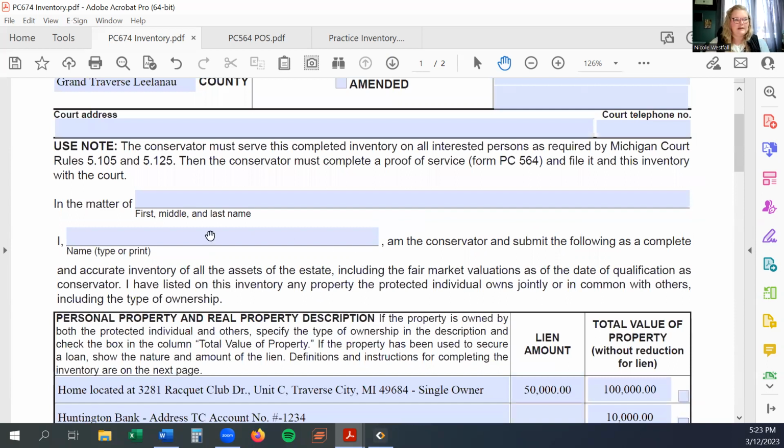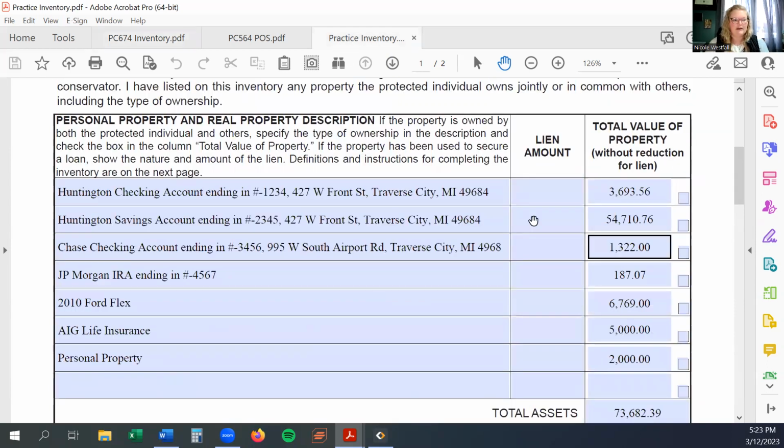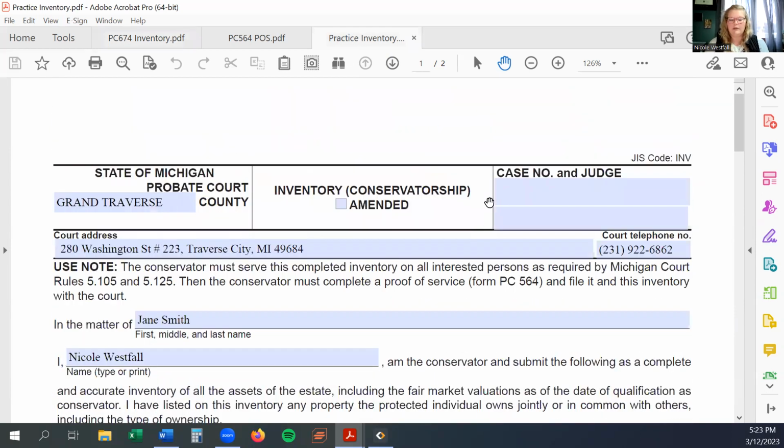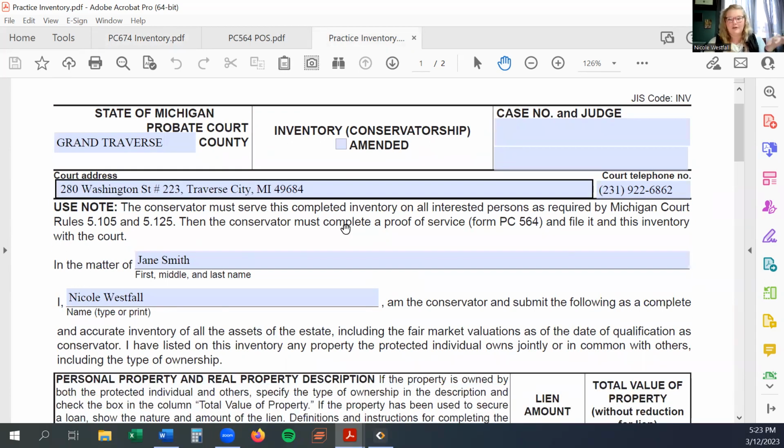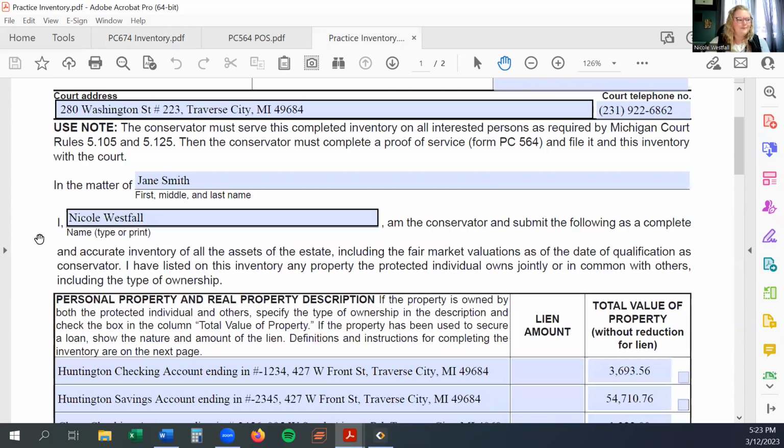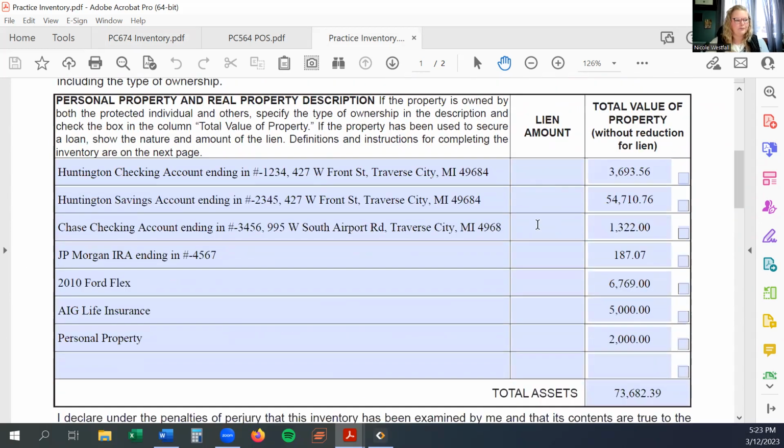I want you to see now, this is an inventory that I've actually done last year for a client. As you see here, this was for Grand Traverse County. I've obviously deleted the names. I put the address and the phone number. Matter of Jane Smith. So I'm Nicole Westfall, I'm the conservator. So this individual had, and I did change the checking account numbers, but this is what an inventory would look like.